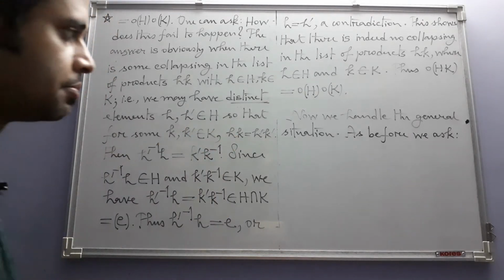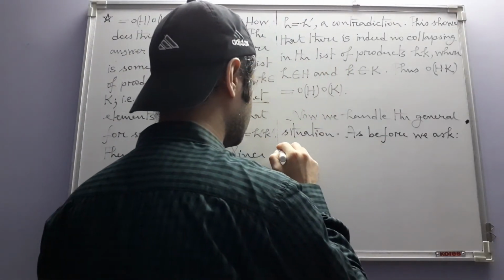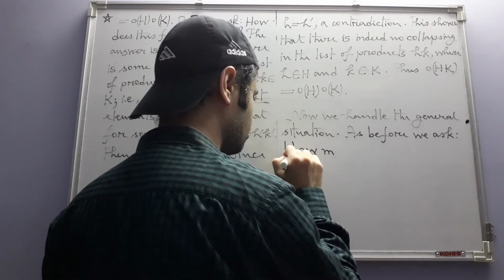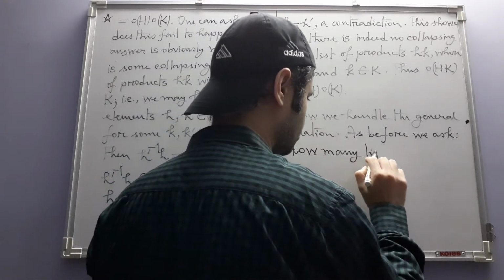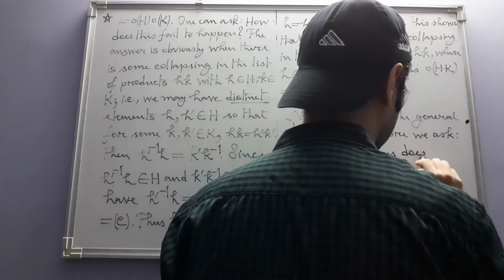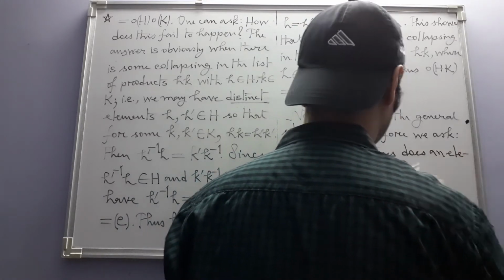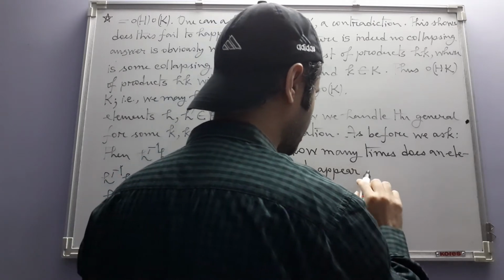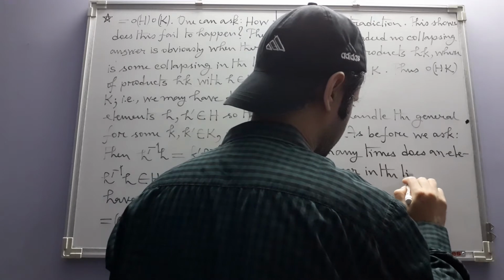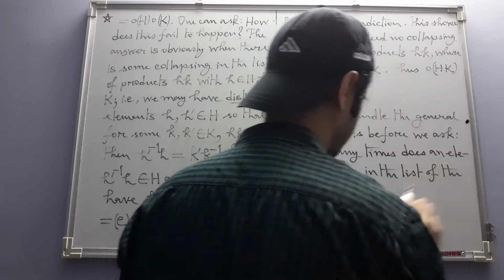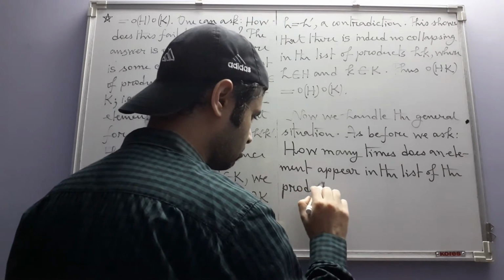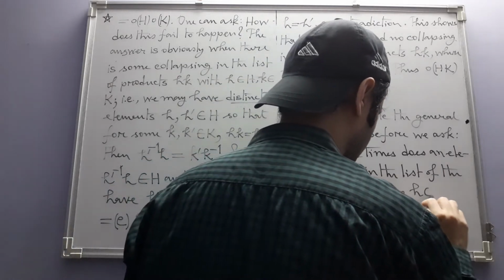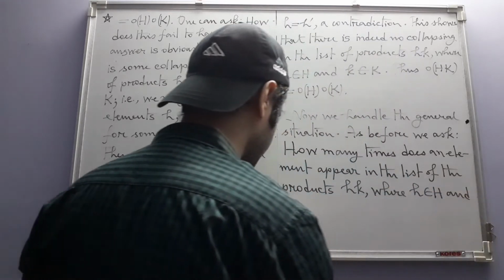But how many times? As before, we ask how many times does an element appear in the list of the products hk where h belongs to H and k belongs to K.